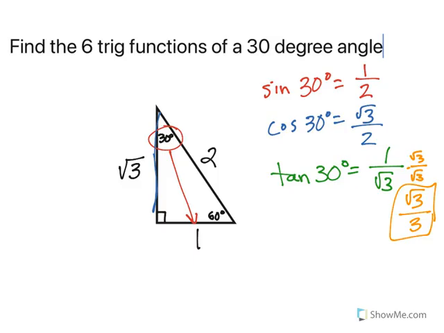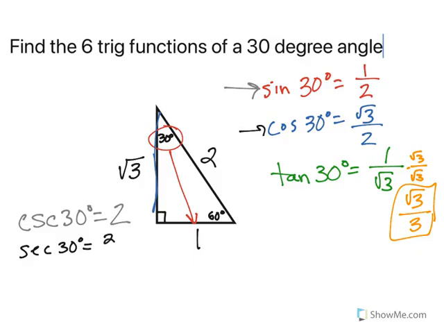Let's do the other 3. If I have the cosecant of 30, remember that the cosecant is the reciprocal of the sine function. So if sine is 1/2, the cosecant is 2 over 1. The secant of 30 is the reciprocal of the cosine. So that is 2 over radical 3. And then again, your alarm bells go off and say, okay, that means I need to rationalize. We multiply the top and the bottom by radical 3. So I get 2 radical 3 all over 3. There's my secant of 30.